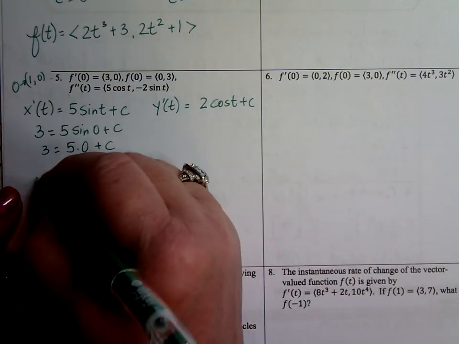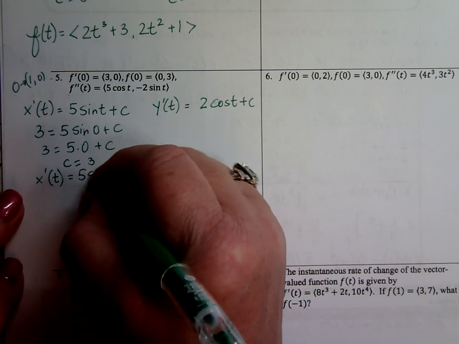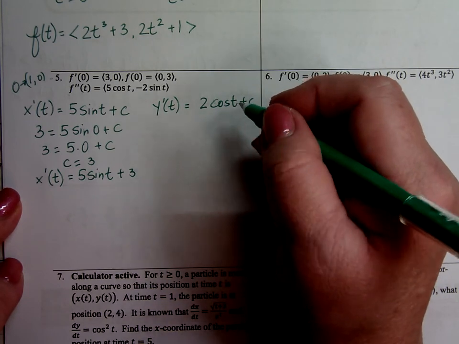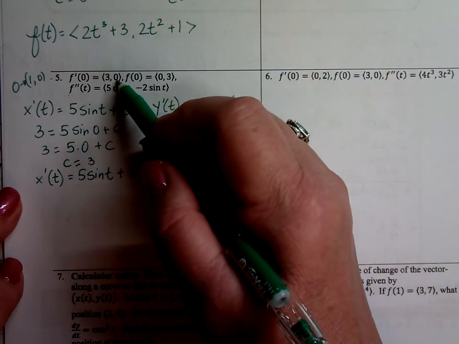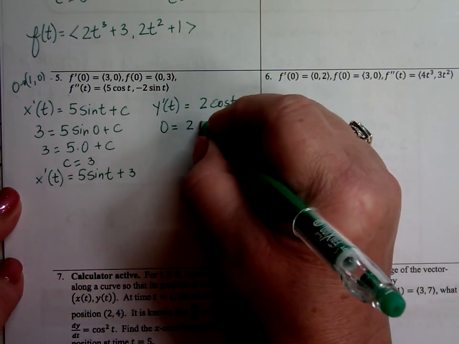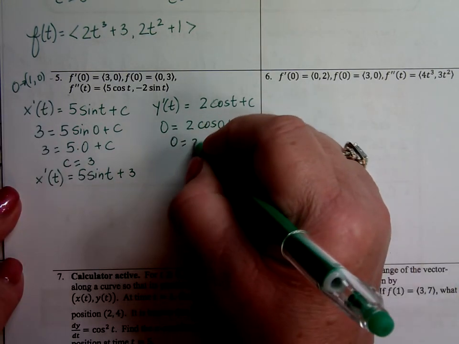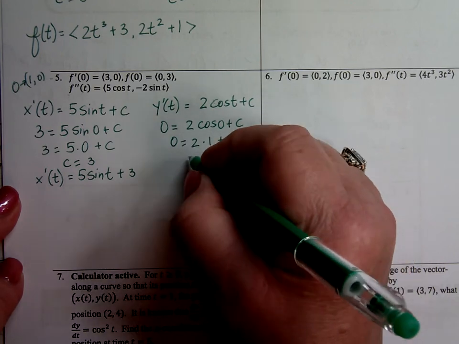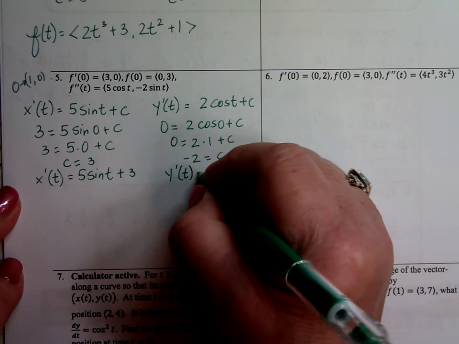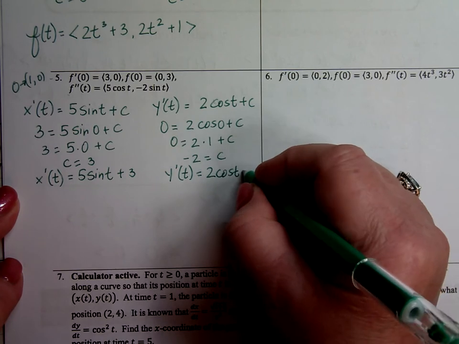So my first derivative component for x is 5 sine of t plus 3. The y component, let's try him. He is going to be, in the first derivative, when y is 0 and t is 0, what happens? 0 equals 2 cosine of 0 plus c. Cosine is 1. 0 equals 2 times 1 plus c. Bring the 2 over. Negative 2 is c. Here's my y component for the first derivative. That would be 2 cosine of t minus 2.